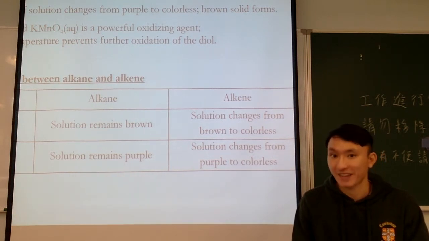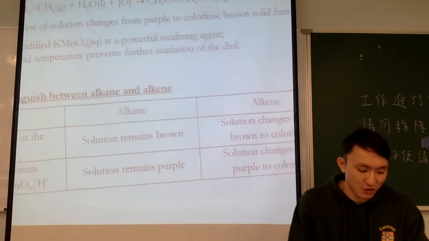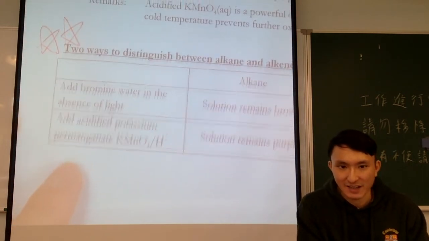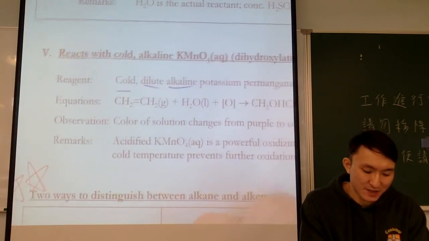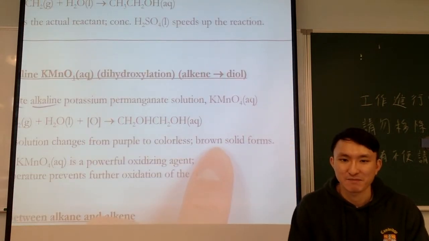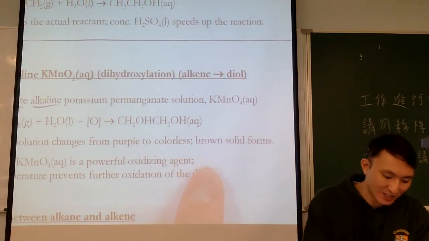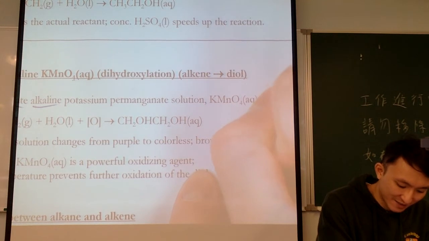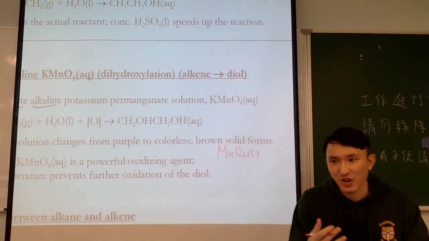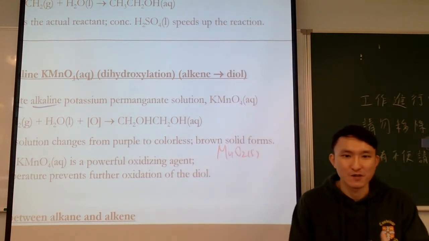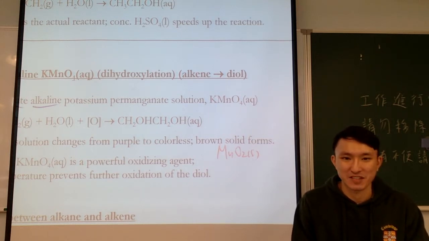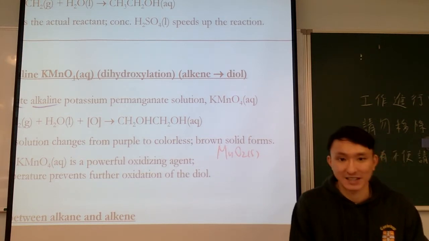Plus the fact that if you use alkaline potassium permanganate, it will actually give you some dirty brown precipitate, which is the MnO2. If you try to do a test, you try to avoid forming any precipitate, which will make the cleaning process more tedious. So that's the idea.